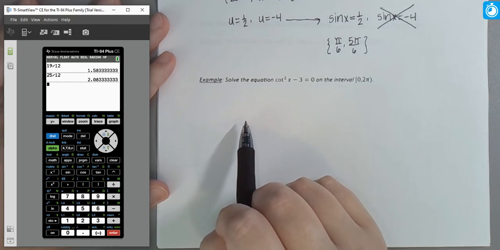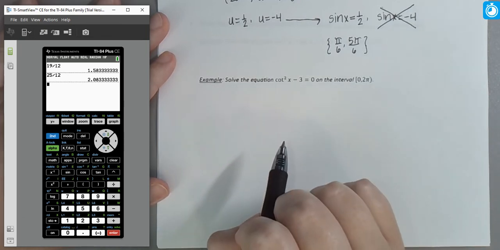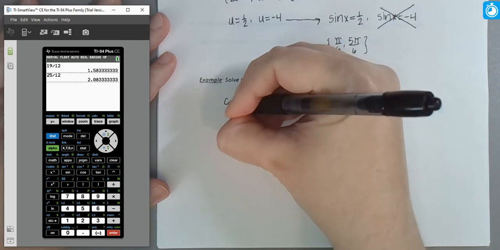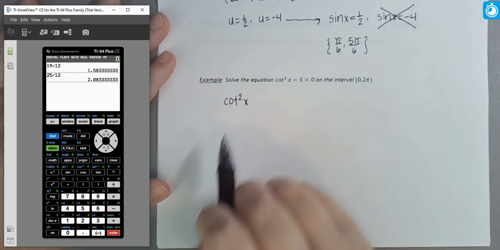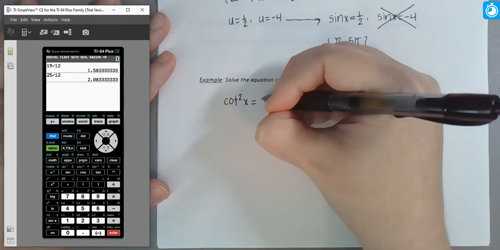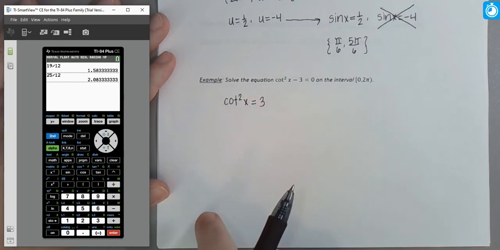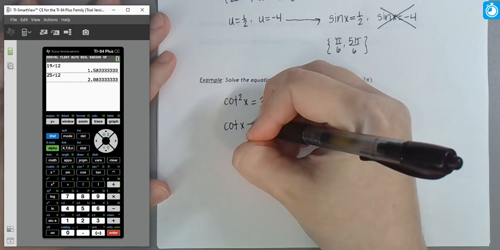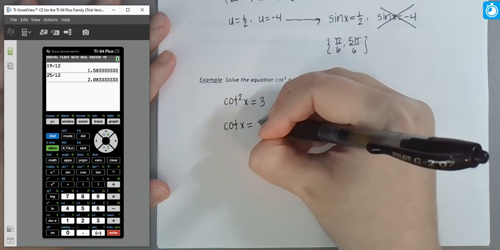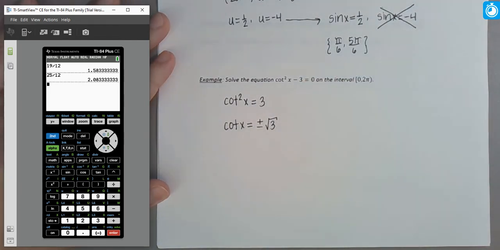And that's a general rule with pretty much any equation. We can use what's called the square root property. So if you can isolate whatever is being squared, you can take the square root of both sides of the equation. And that's going to be a lot easier in this case. So if we move our 3 over, we have cotangent squared of x is equal to +3. And then we can take the square root of both sides. The one thing we have to remember is that when we take the square root, we need plus minus on one side of the equation.